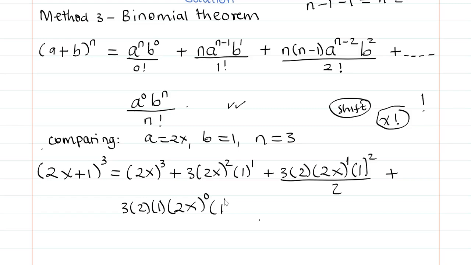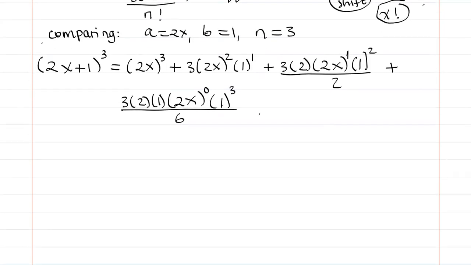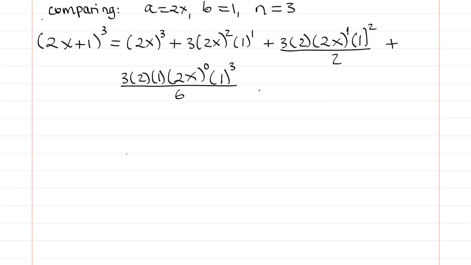And then we have our b, which is 1. To which power? B now is to power 3. Then now here we divide by 3 factorial. What is 3 factorial? 3 factorial is 6. So we divide by 6. And then from here we simplify. From here now it is just a matter of simplifying. There's no more binomial.